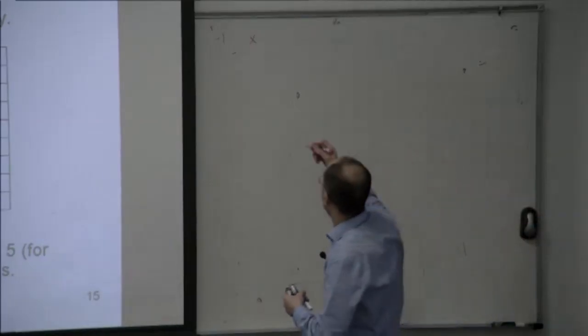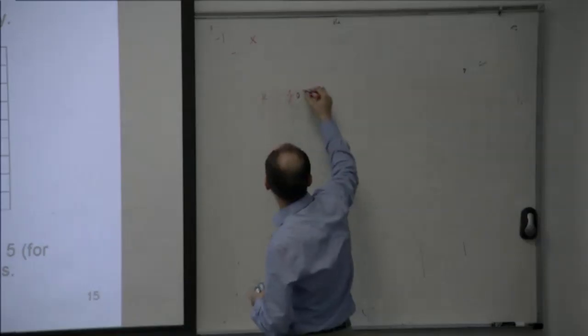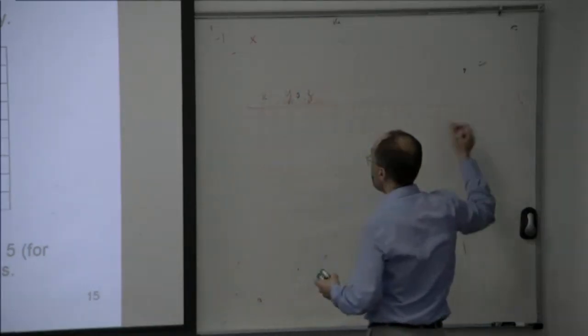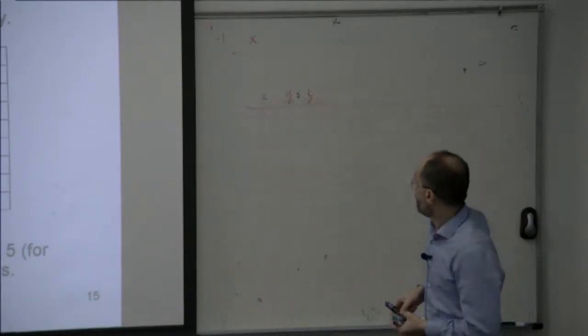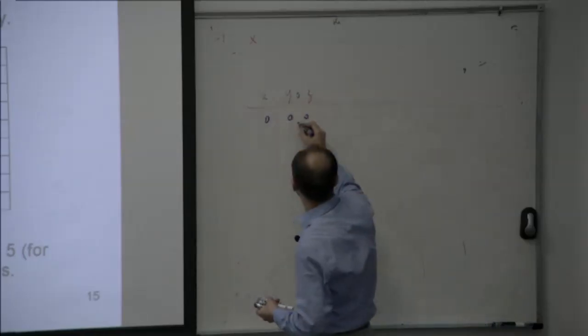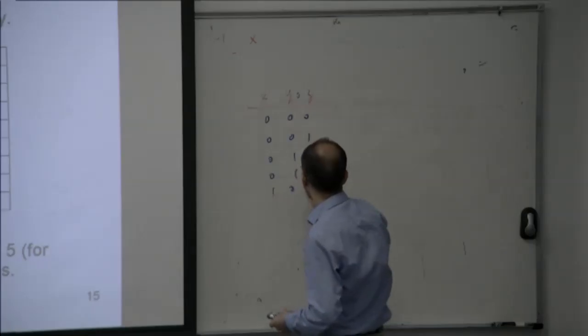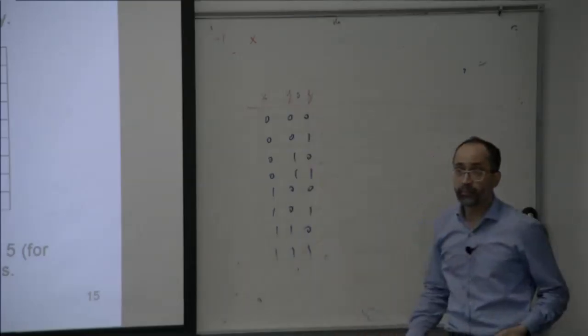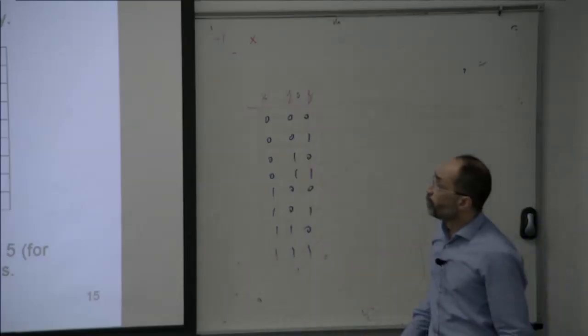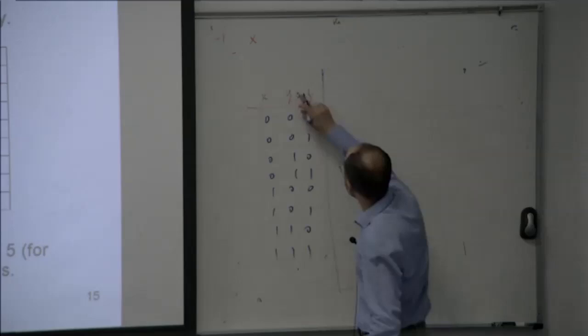We have x, y, and z. How many combinations for x, y, and z? 8 combinations: 0 0 0, 0 0 1, 0 1 0, 0 1 1, 1 0 0, 1 0 1, 1 1 0, and 1 1 1. So these are the 8 possible combinations. Okay, so now what do we need?